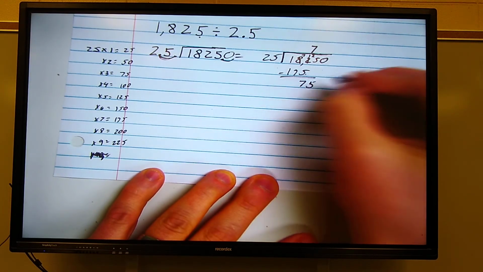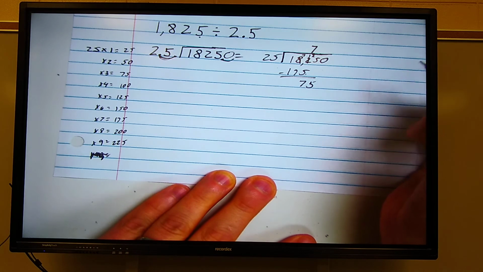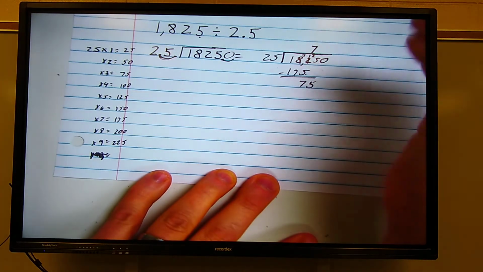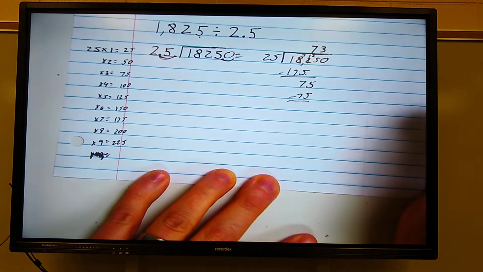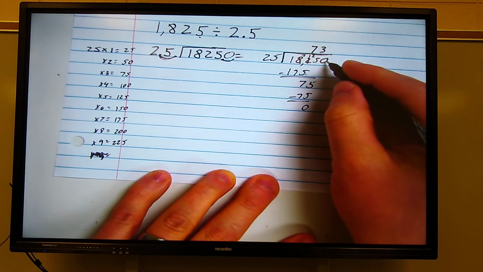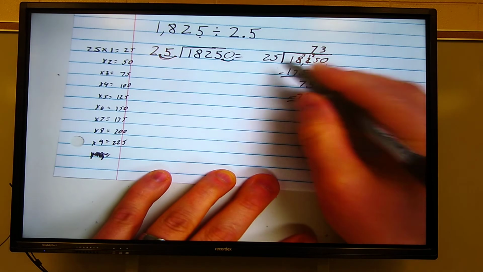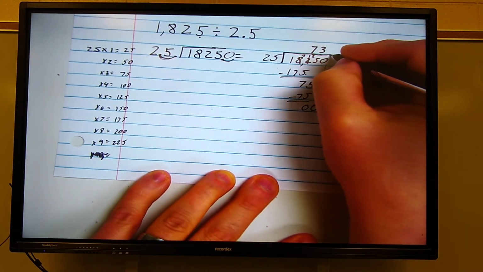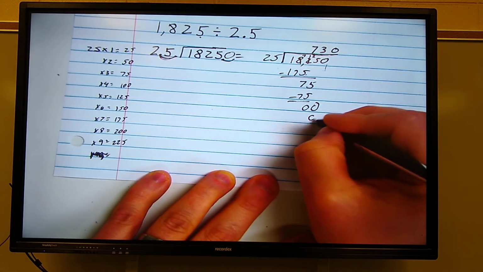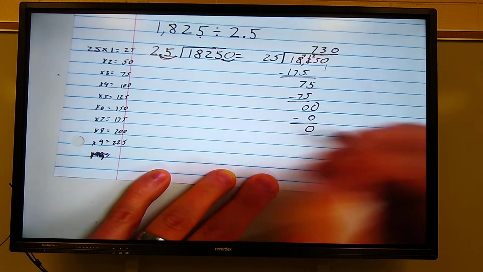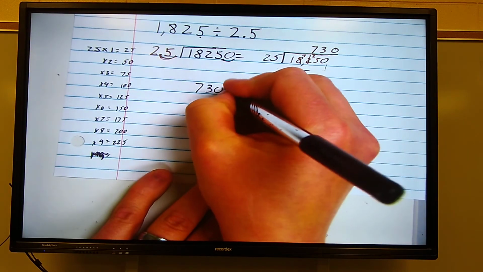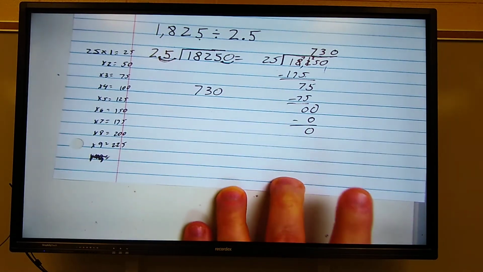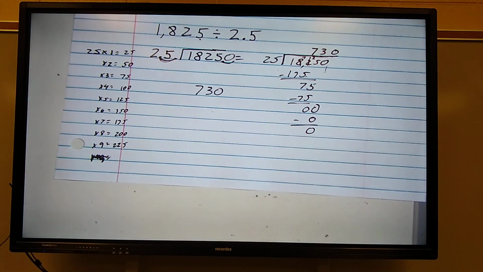Bring down the 5. Can 25 go into 75? Yes, it can. How many times? 3 times. 3 times 25 is 75. 75 minus 75 is 0. Bring down the 0. Can 25 go into 0? Yes, it can. How many times? 0 times. 0 times 25 is 0. 0 minus 0 is 0. My quotient is 730. No decimal at all in that quotient.